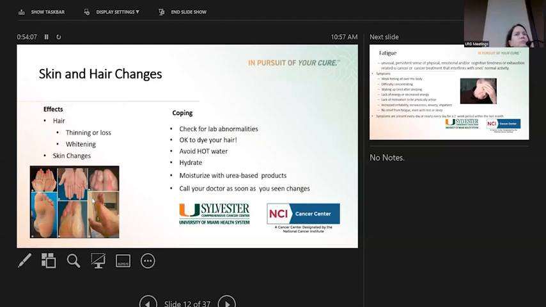And a palliative care doctor isn't just for someone who's in hospice. They're there to help you manage your symptoms.